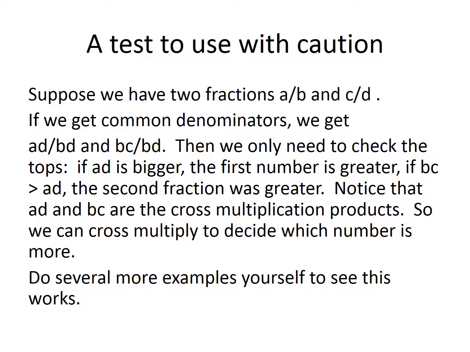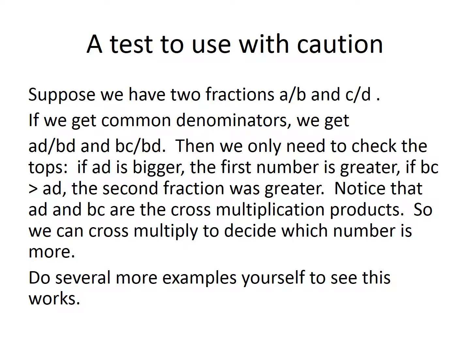If I have two fractions, one's a over b and one's c over d, I want to compare them. So the best way maybe would be to get a common denominator. So by the fundamental law of fractions, I'll multiply the first fraction top and bottom by d, and the second fraction top and bottom by b, so their common denominator is bd. I'll get AD over BD and BC over BD.